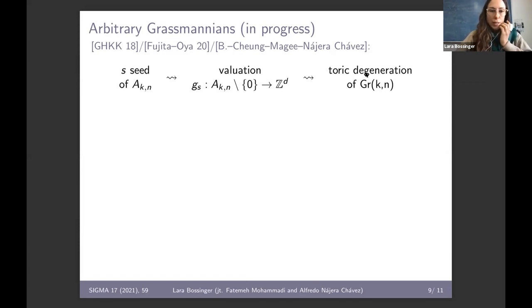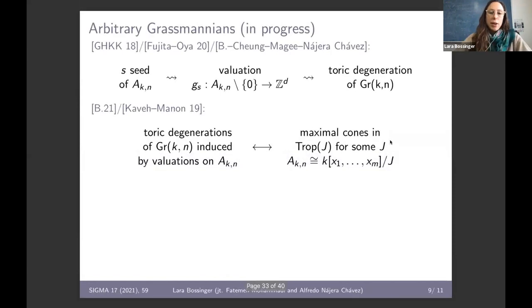This toric degeneration of the Grassmannian coincides, for example, with the degeneration of GHKK that they construct from the cluster variety with principal coefficients, or a compactification of it. Now there are some general results relating toric degenerations of the Grassmannian that are induced by valuations on the homogeneous coordinate ring to maximal cones in some tropicalization. These are results by Cave and Manon, for example, or also in a paper of myself, where you can find theorems that give you this bridge.